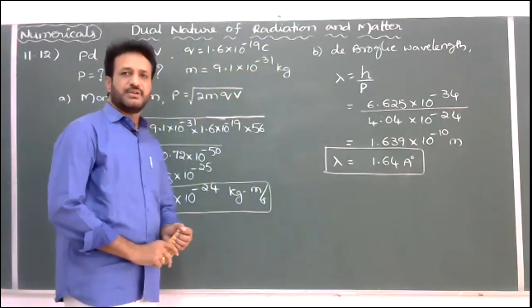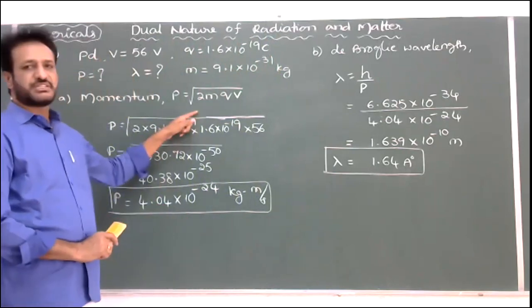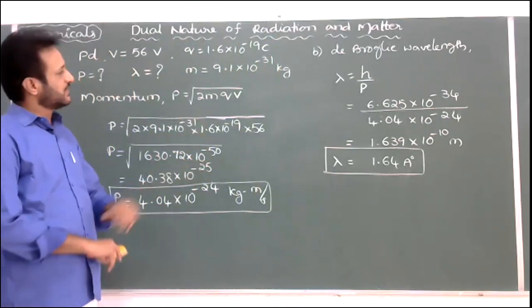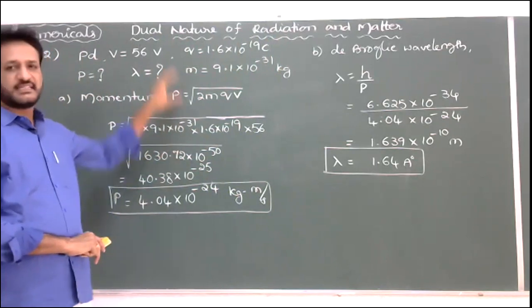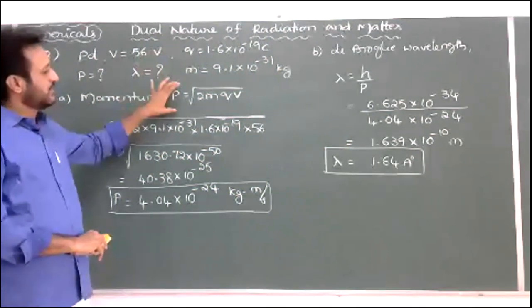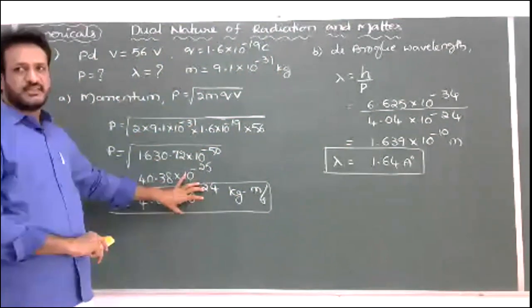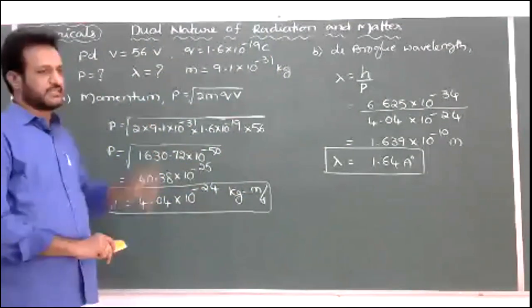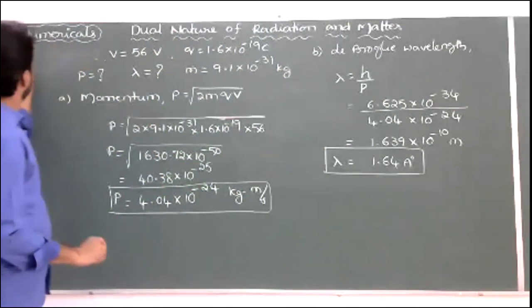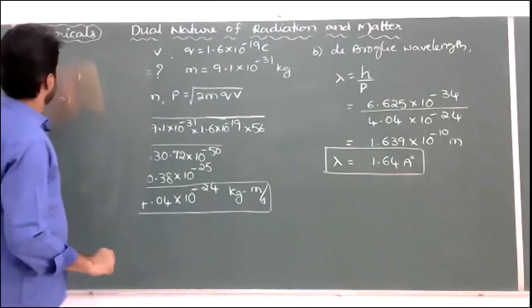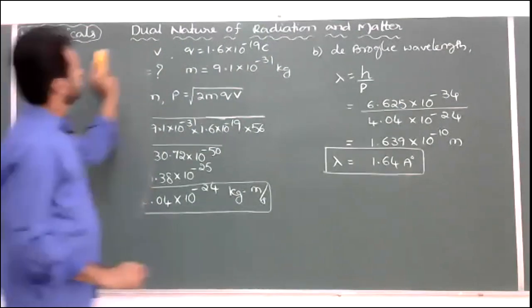In PU level, we have to show each and every step on the paper. That's important. Five marks problems will be asked. So you should write the data, formula, substitution, calculation, and the last result with the SI unit. Next, 11.13.